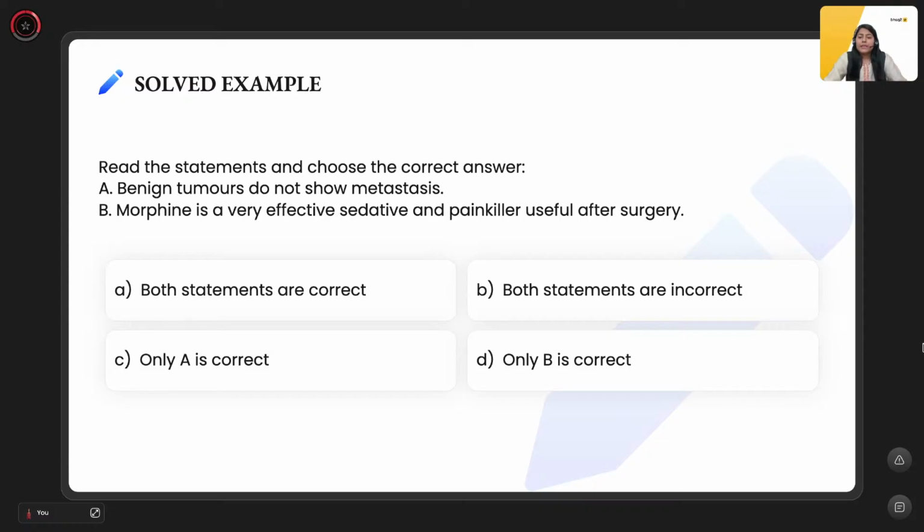Moving on to the statement based question. Statement A: benign tumors do not show metastasis. Metastasis is the property through which cancer cells spread throughout your body by traveling through the blood stream. So metastasis is a property of malignant tumors, not of benign tumors, so this is correct. Now, morphine is a very effective sedative and painkiller useful after surgery. This is true; morphine is a very effective painkiller and is usually given to patients who have undergone surgery, so B is also correct. So the answer will be A, because both statements A and B are correct.